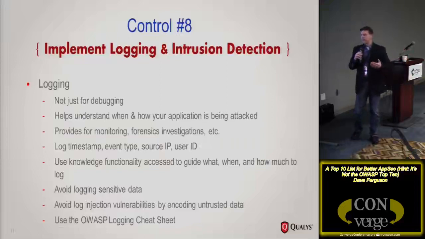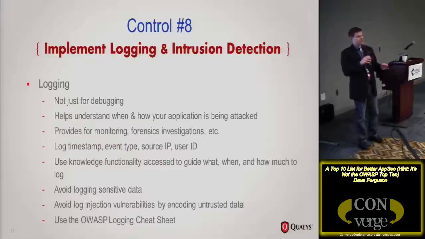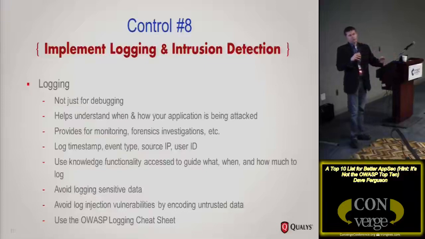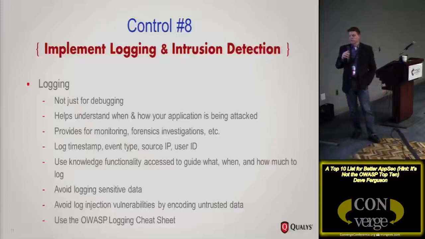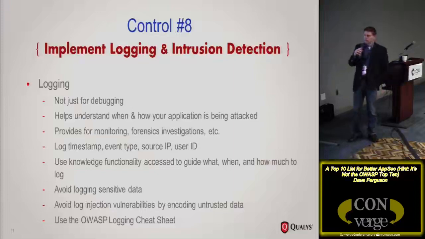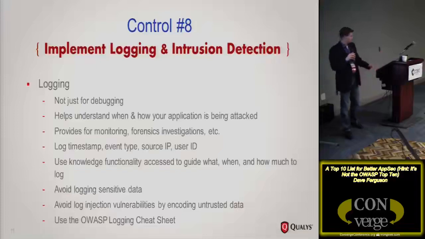Also think about log injection. There's a type of vulnerability called log injection where a user can enter a carriage return line feed, for example, and then basically fake log entries in the logs. That's important to avoid. You want to validate the data, encode the data, and prevent log injection vulnerabilities. And again, there is a cheat sheet for logging, which is helpful. All these cheat sheets are supporting these proactive controls.